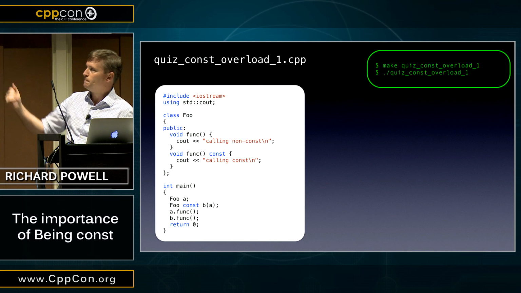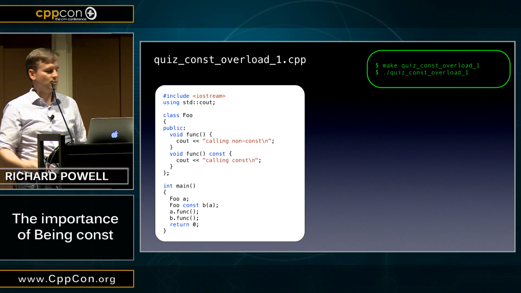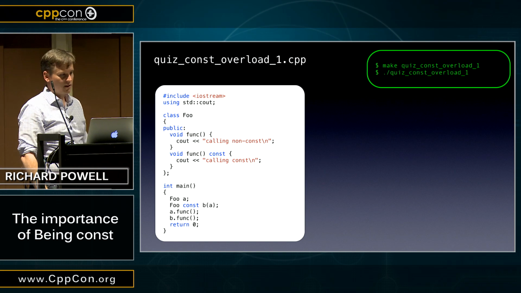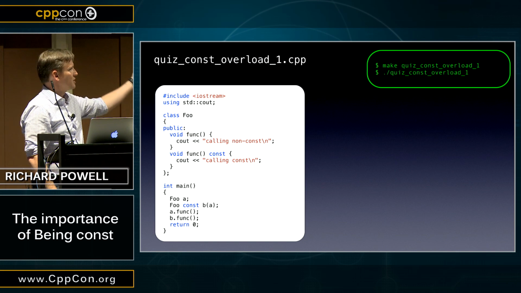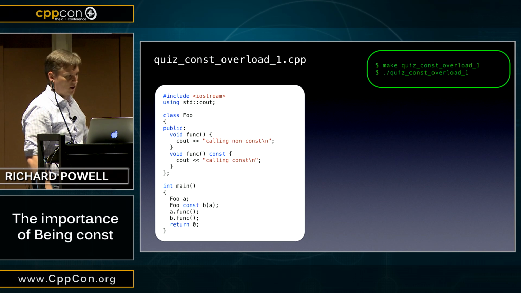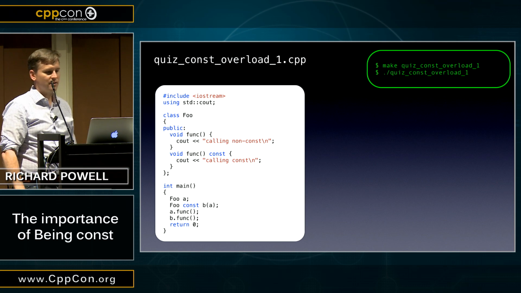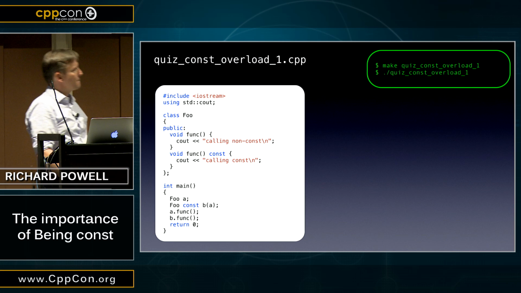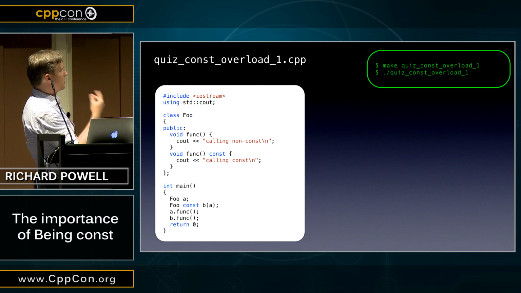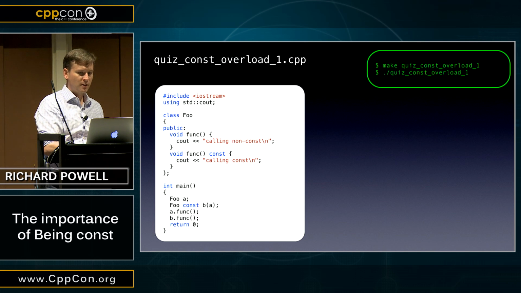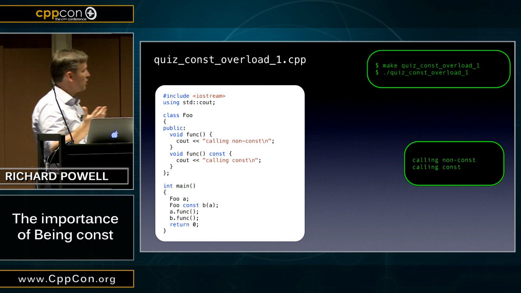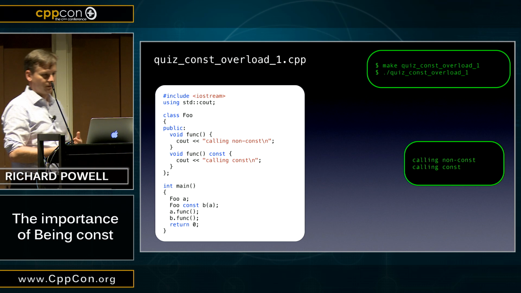So what if I write this code? I have two member functions. One of them is const, one of them is non-const. The non-const version says I'm calling non-const, and the const version says I'm calling const. What will this program print? We take a look here. I have a foo, I have a const foo, and function 1, function 2. What it prints is first calls the non-const version, then calls the const version.